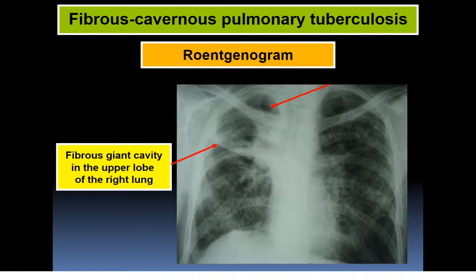And on this X-ray, you see a fibrous giant cavity in the upper lobe of the right lung, surrounded by fibrosis, and in both lungs we can see many focal shadows of different density, different sizes, and we can see shift of mediastinum to the right side because the upper part of the right side contains fibrosis.